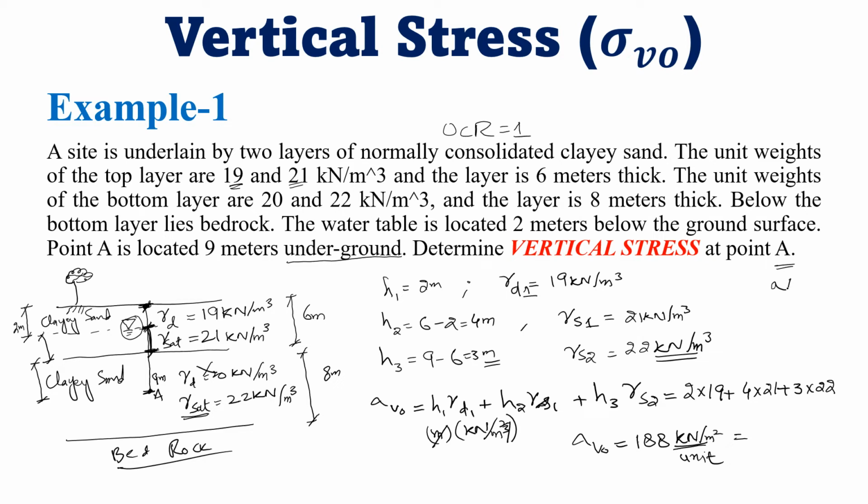You can say that Newton per meter square is Pascal. So we can write that this is 188 kilopascals. This is the answer. So sigma V naught is equal to 188 kilopascals. This is the answer for this example, where we have calculated the total stress below two soil profiles at any depth, at point A, which is 9 meter below the ground surface.